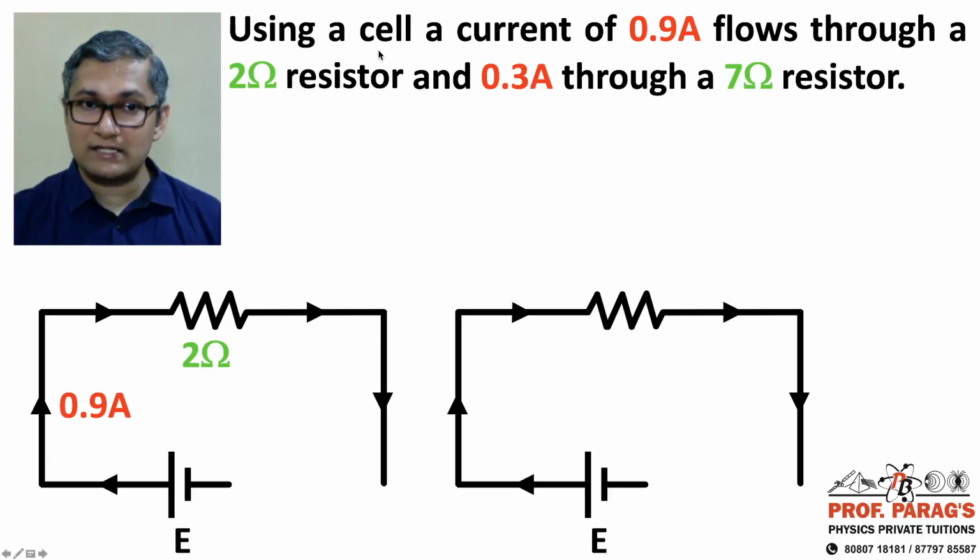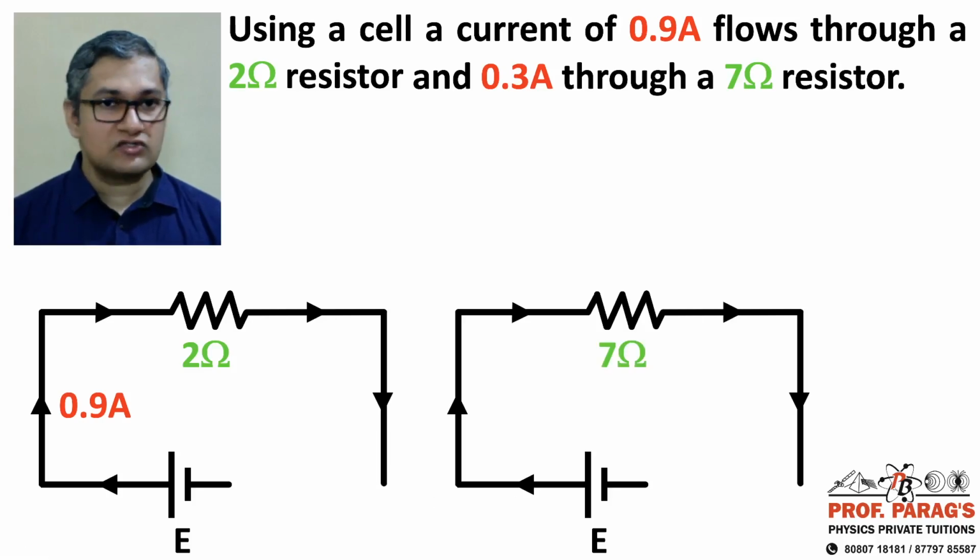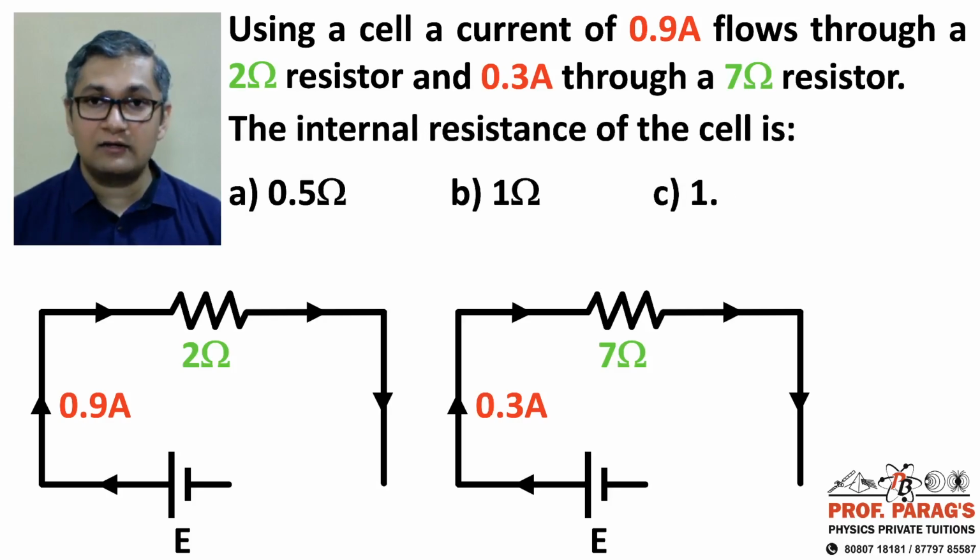Read the question. Using a cell, we get this and this. So it's the same cell, so the same EMF E. It's not E1, E2. It's the same EMF E. But now the external resistance is not 2 ohms, it is 7 ohms. The current through the circuit is not 0.9 amperes, it is 0.3 amperes. So then the question here is, what about small r? If I continue reading ahead, I get the clear hint here. The question is, find out the internal resistance of the cell.